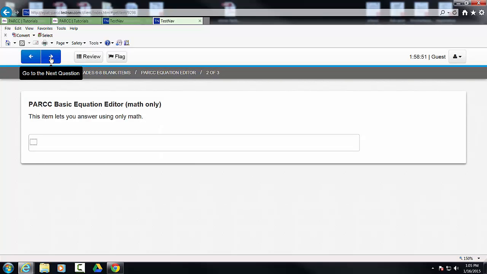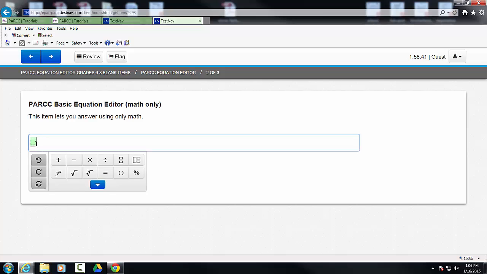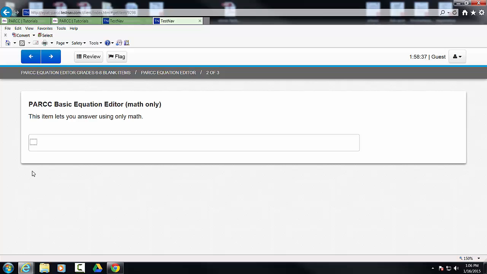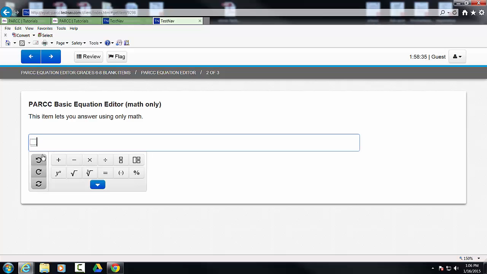So we're going to navigate to the grade 6 through 8 PARCC basic equation editor. First thing to notice, if I'm a student, there's nothing here. You need to know to click this box. Once you click this box, you will then have options. If I click off the box, it goes away. So notice, if you hover, as with all PARCC buttons, it will tell you exactly what you have.